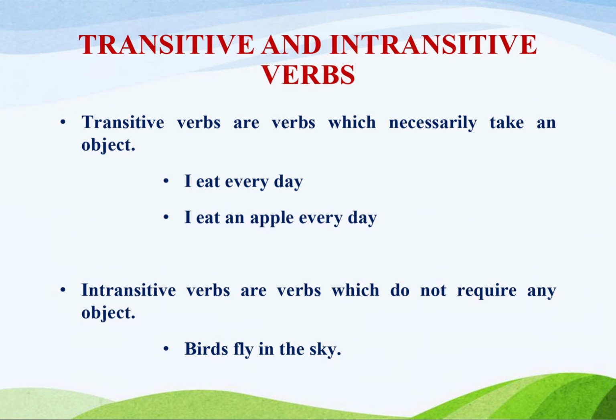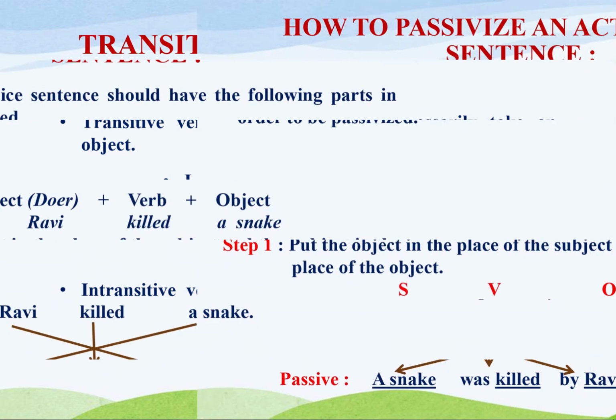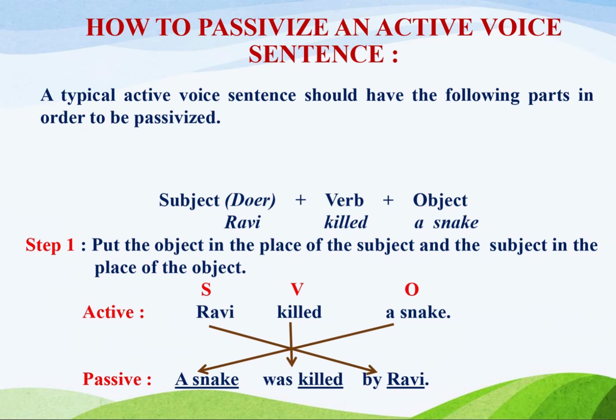For example, birds fly in the sky. Now here fly is not an object. Similarly, laugh, sleep, weep, etc. are intransitive verbs. Let us move to the next slide, how to passivize an active voice sentence. We need to undergo the following steps to transform it.